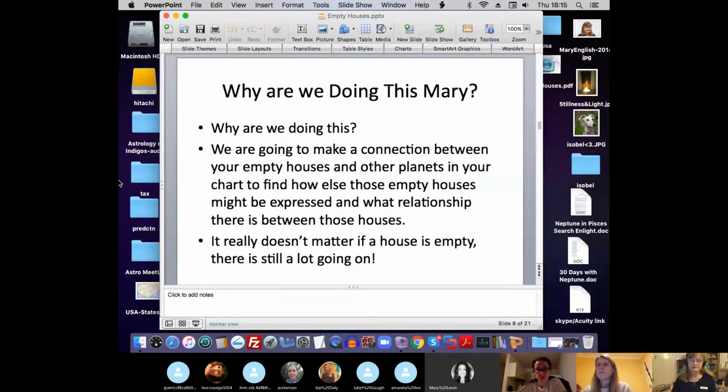So why are we doing this, Mary? Why are we talking about the rulers? So we're going to make a connection between your empty houses and the other planets in your chart to find how else those empty houses might be expressed and what relationship there is between those houses. So it really doesn't matter if a house is empty. There's still a lot going on.